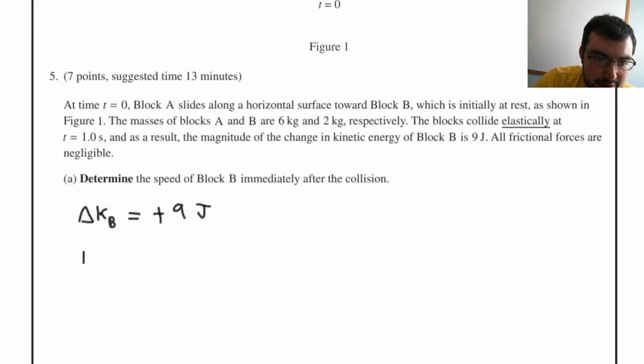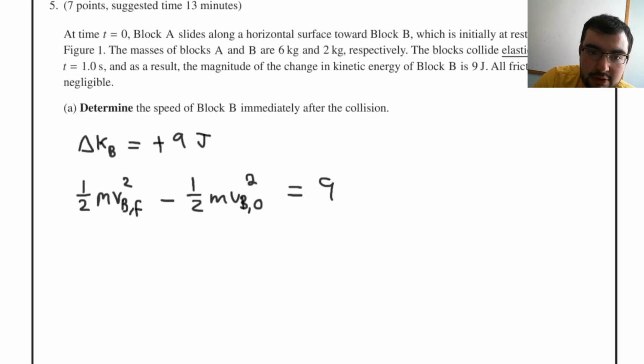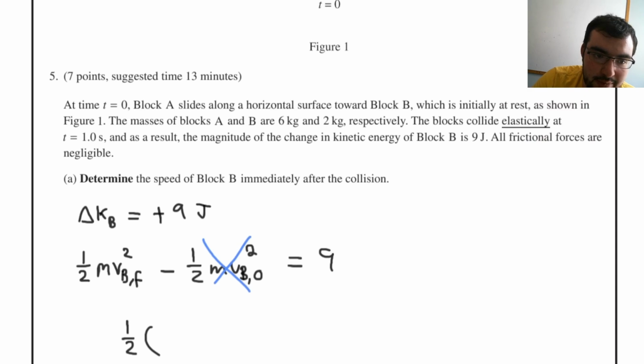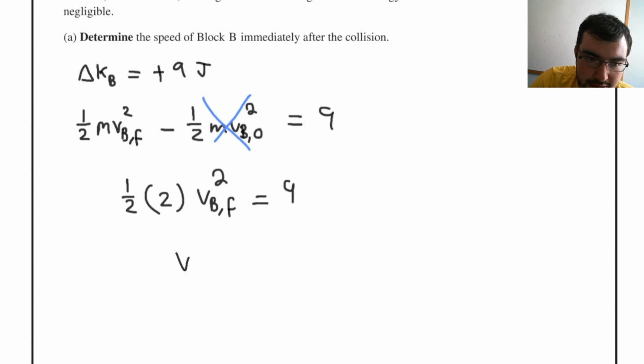So this means that 1/2 m Vb final squared minus 1/2 m Vb initial squared equals 9 joules. But also, we're told that block B is initially at rest, so that term is 0. So now we can just do some computing here. The mass of block B from the figure is just 2 kilograms. And that's it. So unsurprisingly, we do get a perfect square here, which is always a good sign.